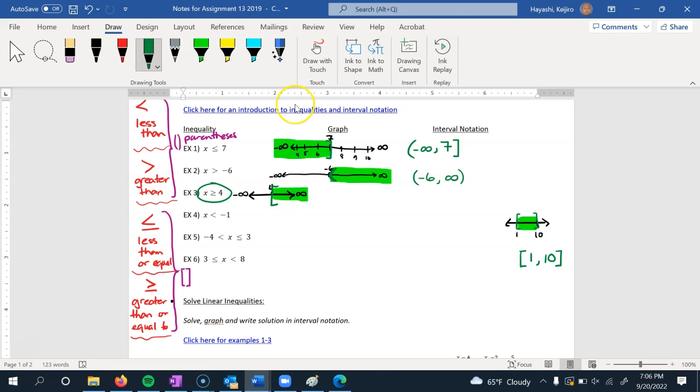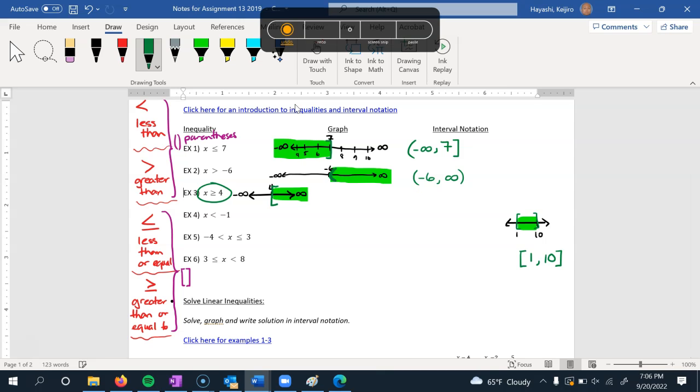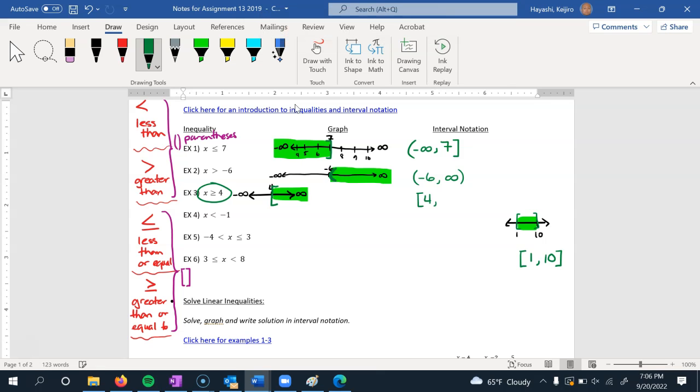The graph doesn't take a lot of doing. It doesn't have to be particularly wide. So you've got a bracket. This interval starts at 4, comma, and where does this interval end? Positive infinity. So positive infinity is always going to get a parentheses.